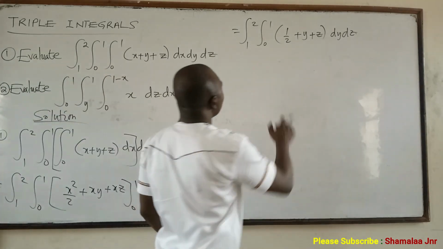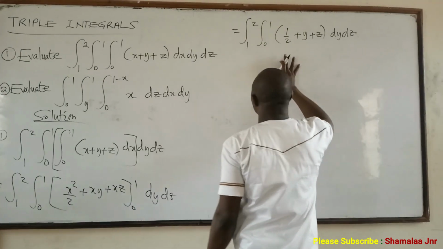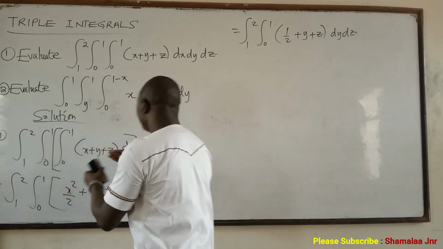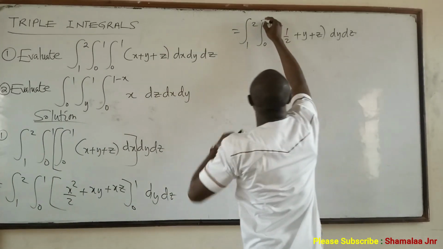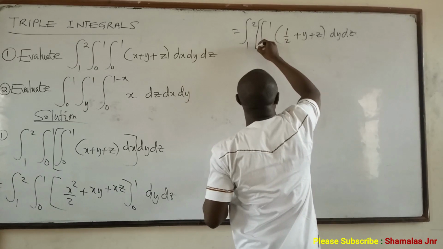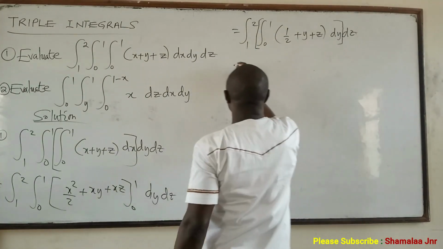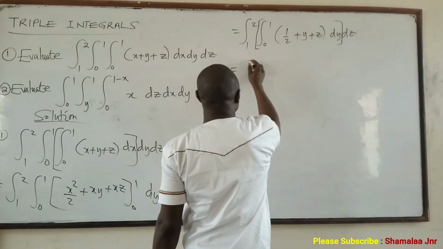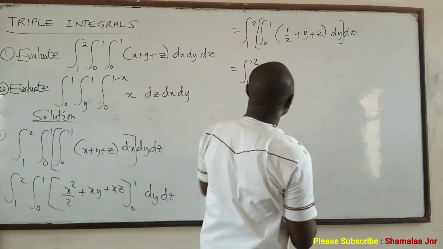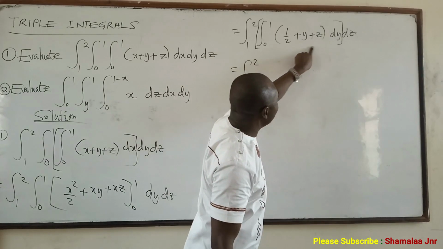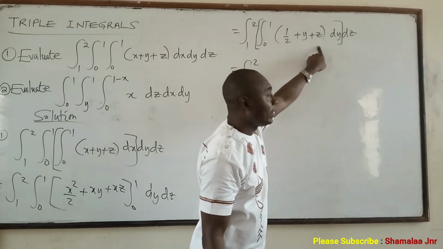Now, so you are going to continue. You started with the innermost one. Now you are going to continue with the inner one this way. Are you seeing it? You are going to continue this one. So this is equal to integral from 1 to 2. We are going to integrate this one with respect to y.